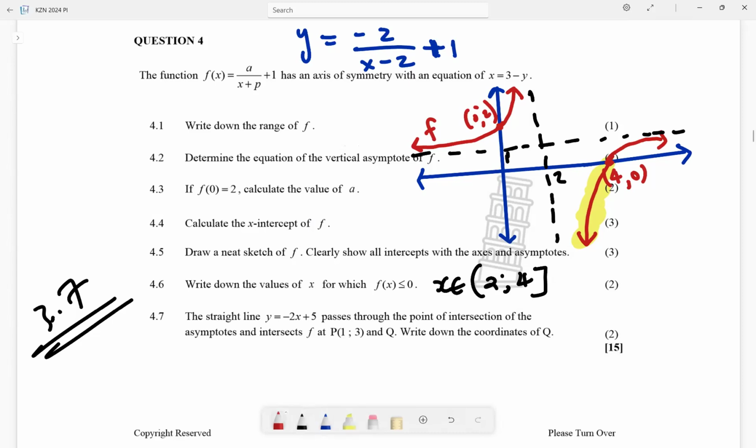Here is the point of intersection between our asymptotes. At this point, x is equal to 2 and y is equal to 1. So we have a point that the line passes through. We are told we have a line that passes through there. I don't know how, but maybe something like that.